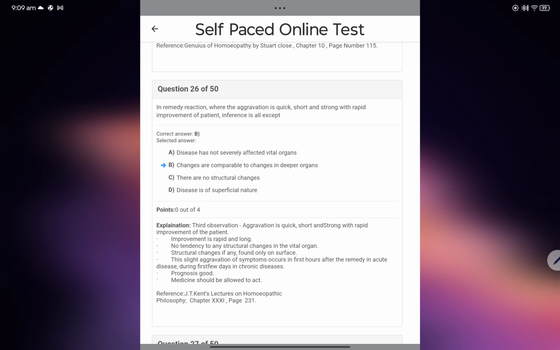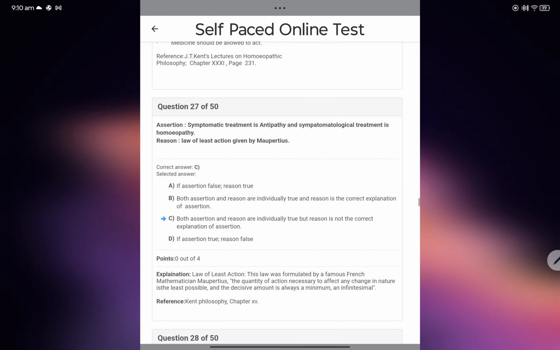So I will read again. In remedy reaction, where the aggravation is quick, short and strong with rapid improvement of the patient, the inference is number 1, disease has not severely affected vital organs. Number 2, there are no structural changes, and number 3, disease is of superficial nature.